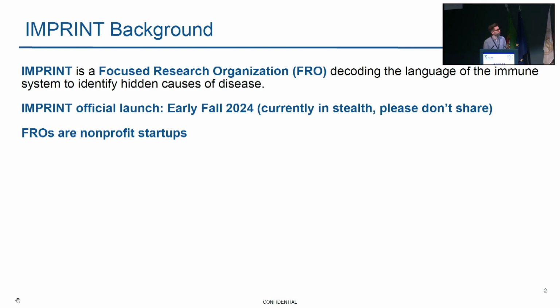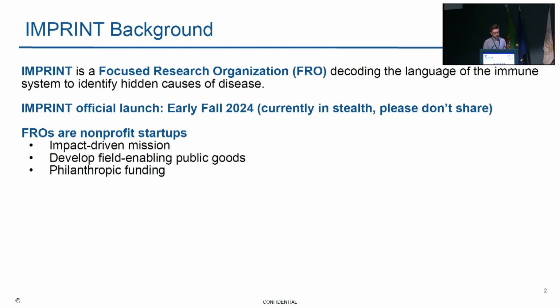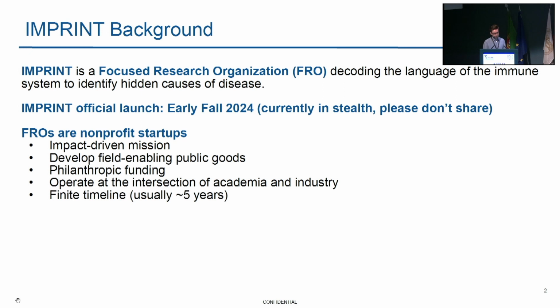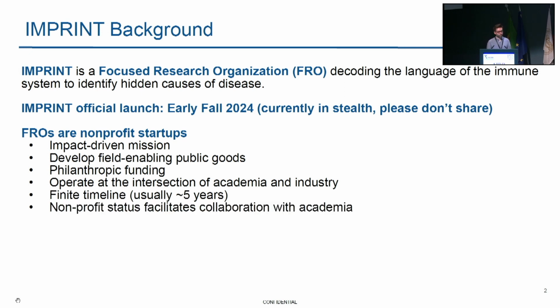So what are FROs? FROs can be thought of as non-profit startups. They have an impact-driven mission. They develop field-enabling public goods. They are enabled by philanthropic funding. They operate at the intersection of academia and industry. And they have a finite timeline of about 5 years. What is really important for us to collaborate with this community is that we have non-profit startup status, which facilitates the collaboration with academia.